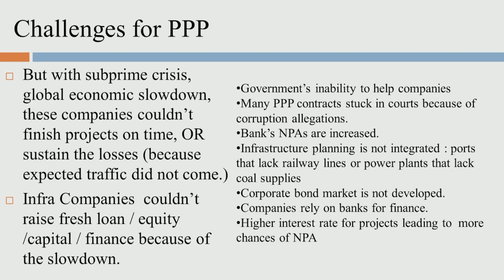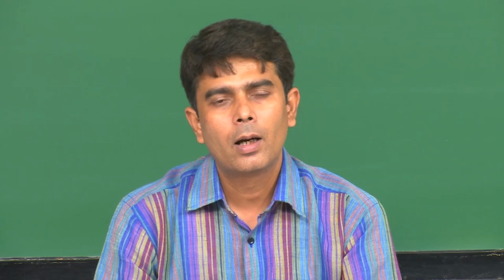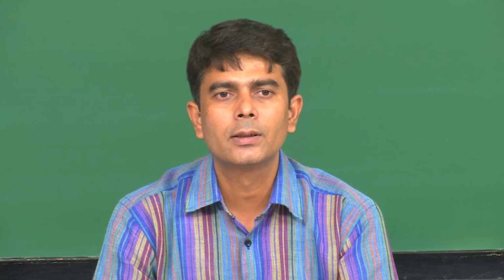With the subprime crisis and the global economic slowdown, the private companies, especially the infrastructure companies, could not finish projects on time because the expected tariff did not come. They were also investing their money in equity funds and loans outside India, and infrastructure companies are now not in the position to raise fresh loans or equity and finance because of the global slowdown. At the same time, governments are also unable to help these companies because many public private partnership contracts are stuck in the courts because of corruption allegations.